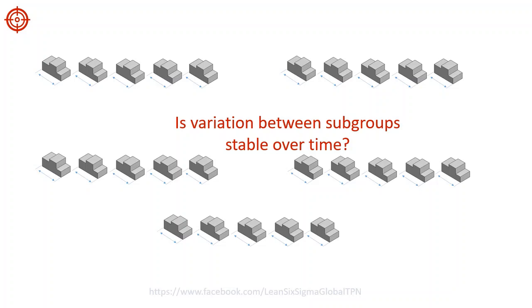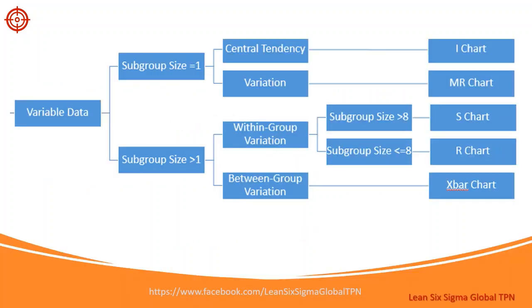Now let's consider variation across subgroups of parts. Is the variation between subgroups stable over time? To answer this question, we'll create an X bar chart. The X bar chart plots the sample mean for each subgroup over time. By plotting the means, the X bar chart monitors the process average over time and helps us spot unusual sources of variation between subgroups.